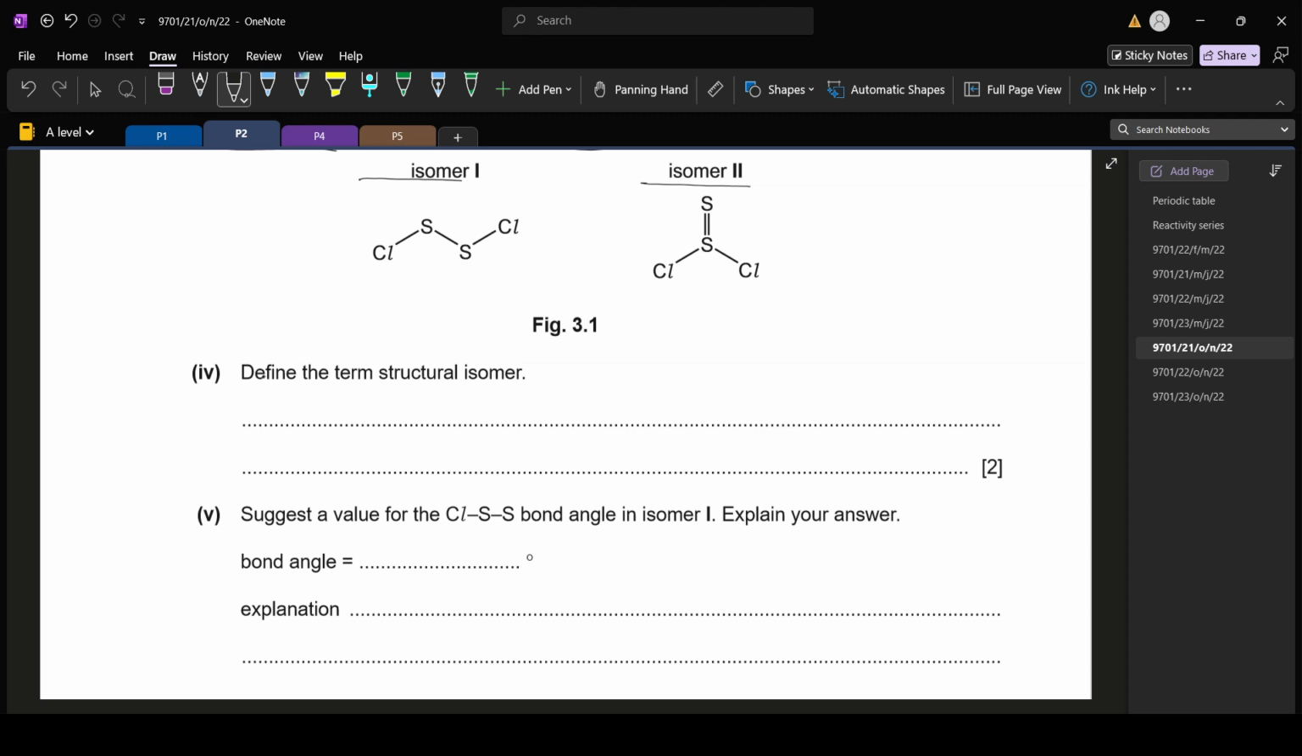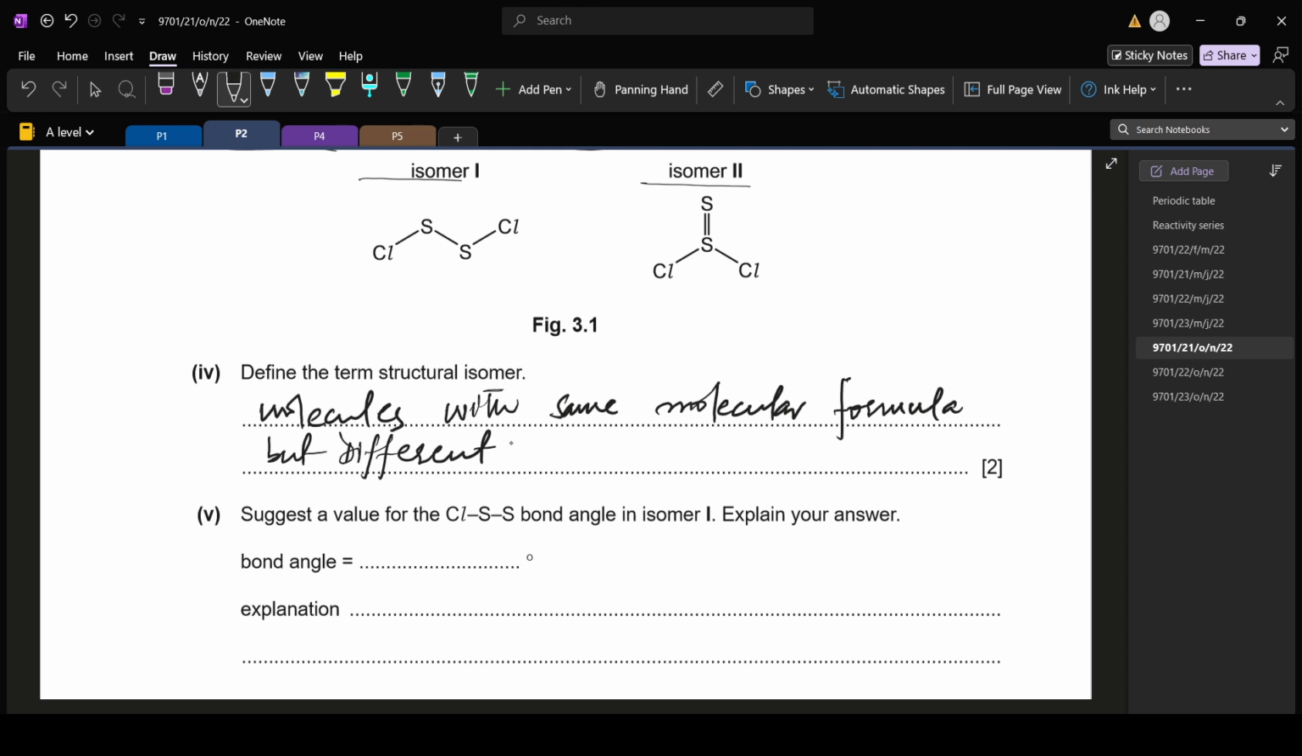Molecules or compounds with the same molecular formula but different structural formula.